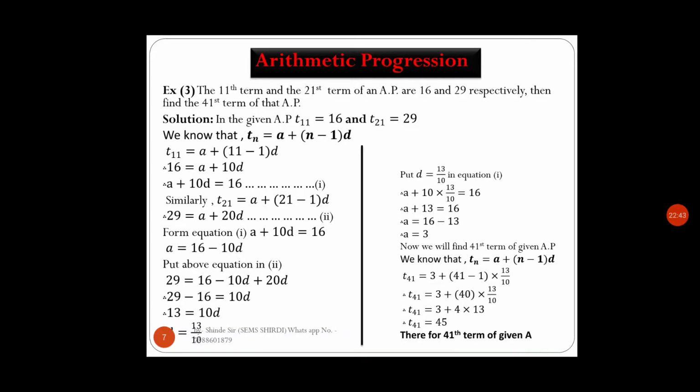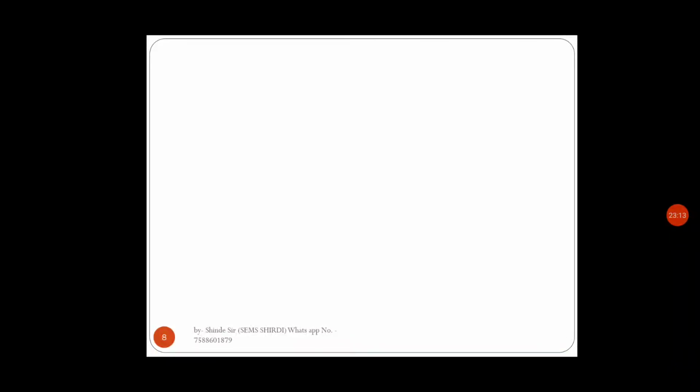Therefore the 41st term of the given AP is 55. In this way we handle the example, and we find the terms of an AP by using the formula Tn is equal to a plus (n minus 1) into d. In this way we solve practice set number 3.2. Okay. Thank you.